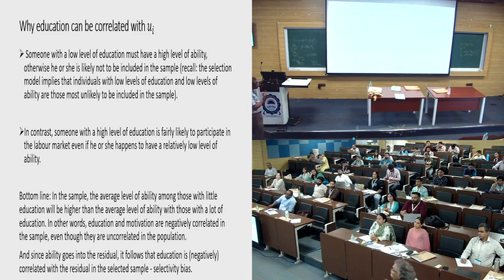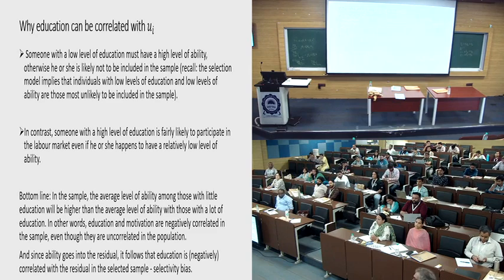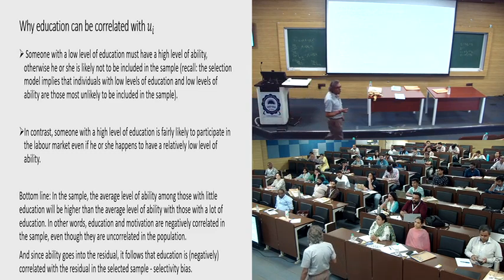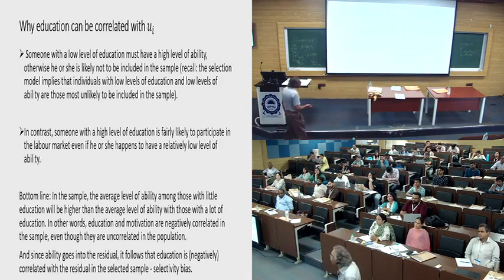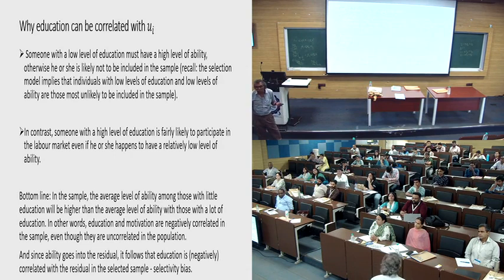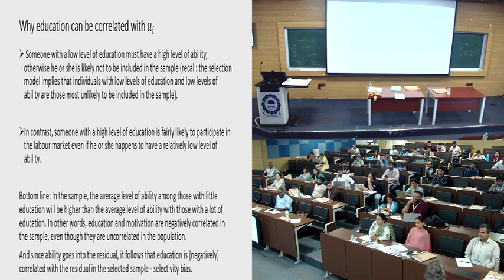Clear? Bottom line is what? In the sample, I observe that the average level of ability among those with little education will be higher than the average ability of those guys with a lot of education. Right? Clear? And then education and motivation or ability, whatever way you want to call it, would be negatively correlated in the sample. Why? Simply because the average level of ability of those with low education would be higher than the average level of ability for those guys with very high education.